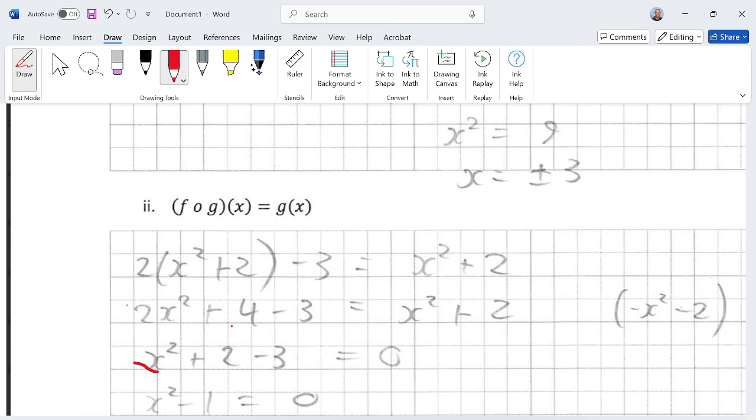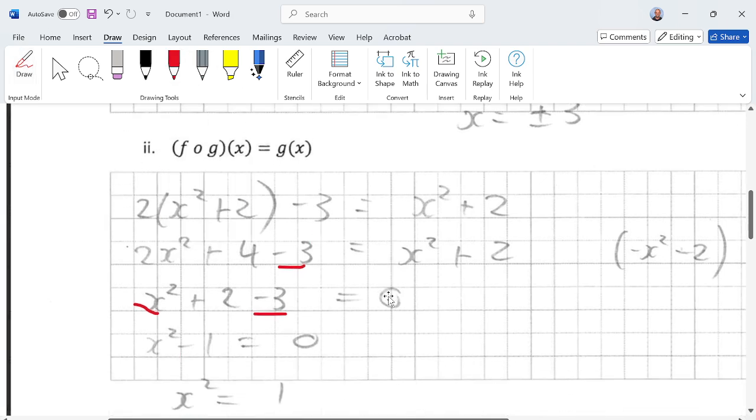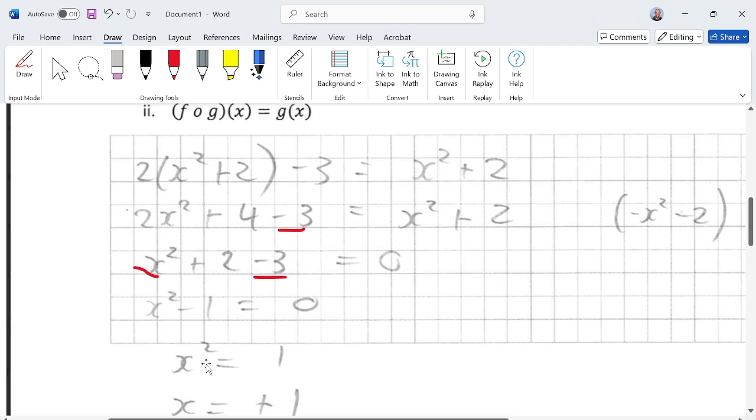And if we take away 2, well, I've written it as 4 take away 2 is 2, and then I still have the minus 3 hanging out. Now, 2 take away 3, we can collect that. That'll be minus 1. Then what we do is we go plus 1 to both sides. So if we plus 1, we'd have x squared is 1, and then we square root both sides to get x is positive or negative 1.